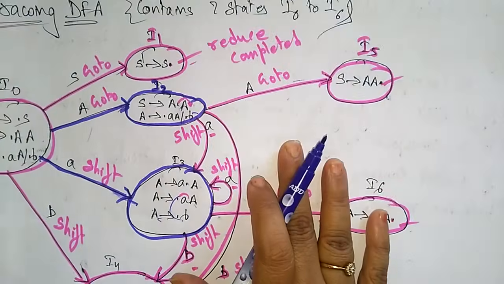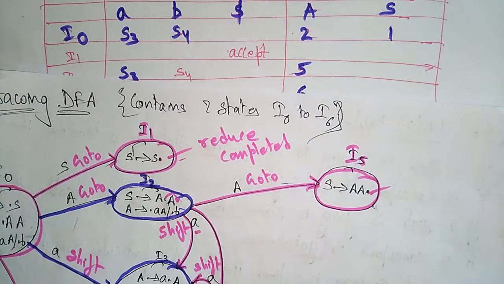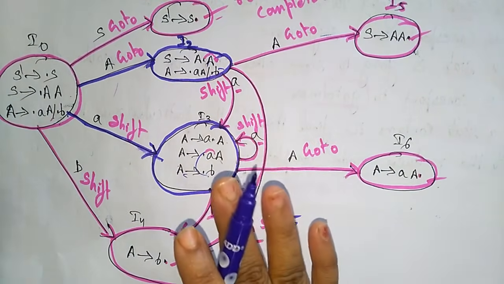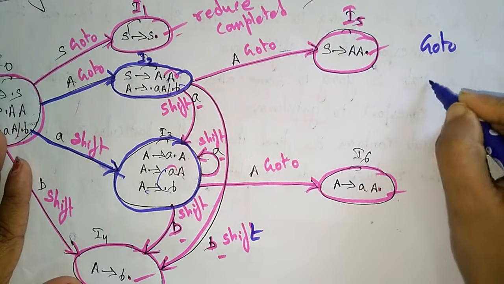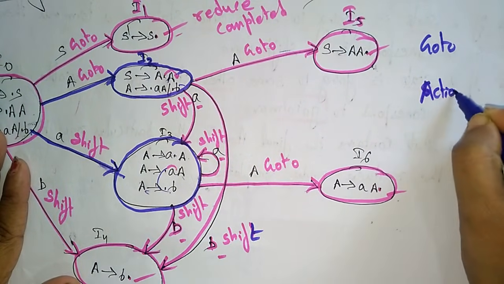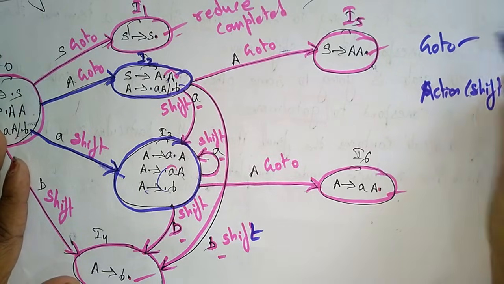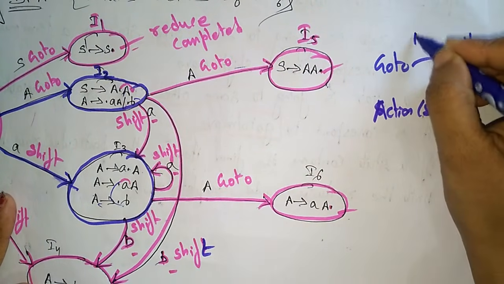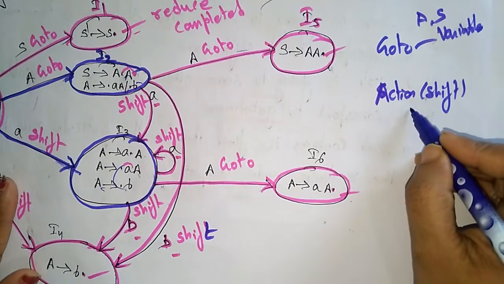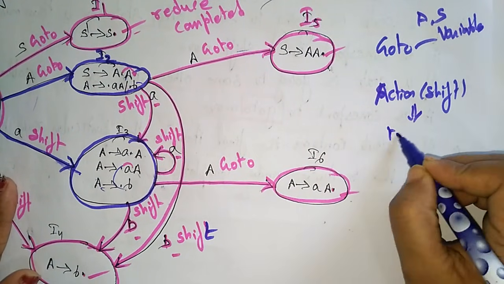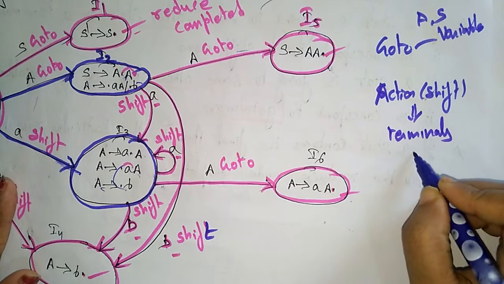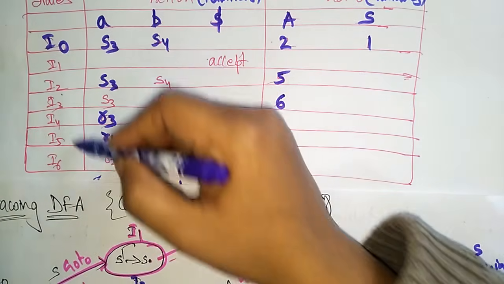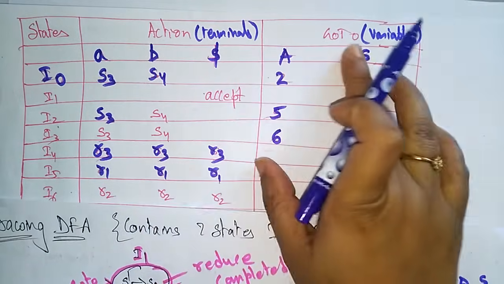By seeing the data flow diagram, you need to construct it. So don't be confused. Whatever the diagram you have, try to remember what the go-to and what the actions are. Actions are nothing but shifts. Go-to are nothing but variables. In our production, the variables are A and S. And the actions are nothing but shifts on the terminals. Terminals are A, B and $. Just take the 6 states, and the action terminals and go-to.